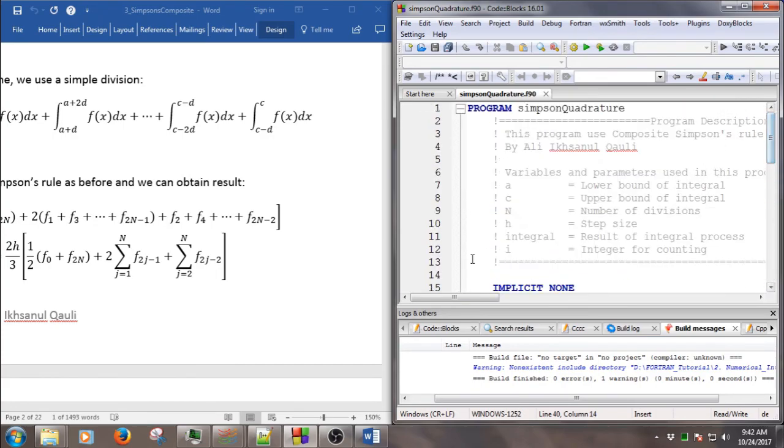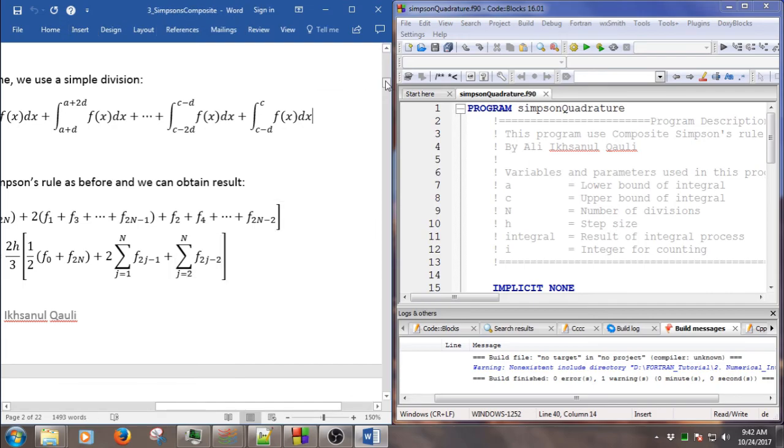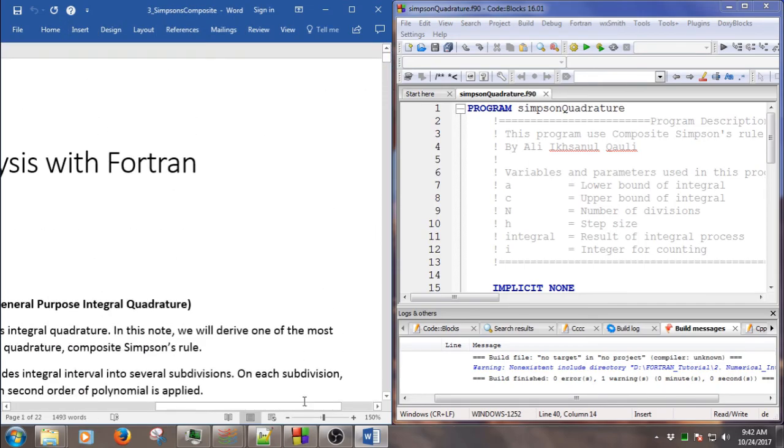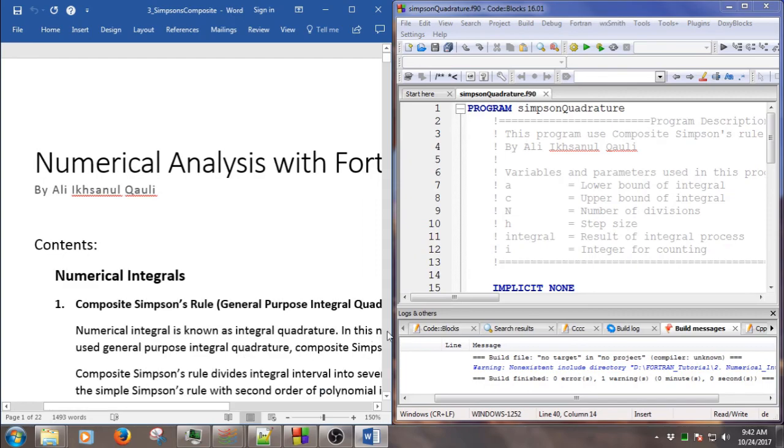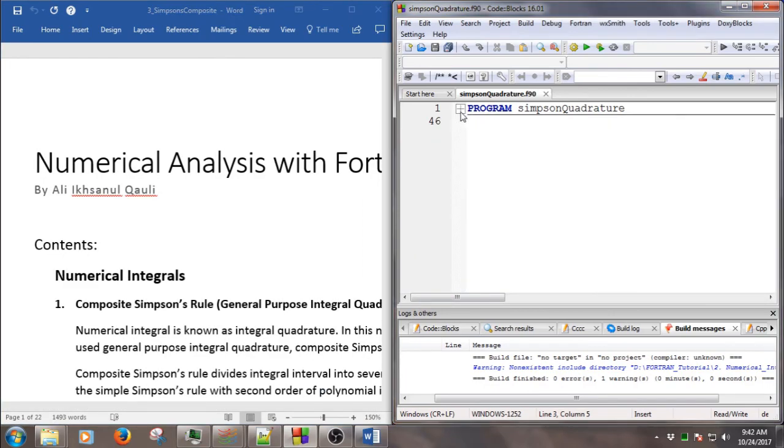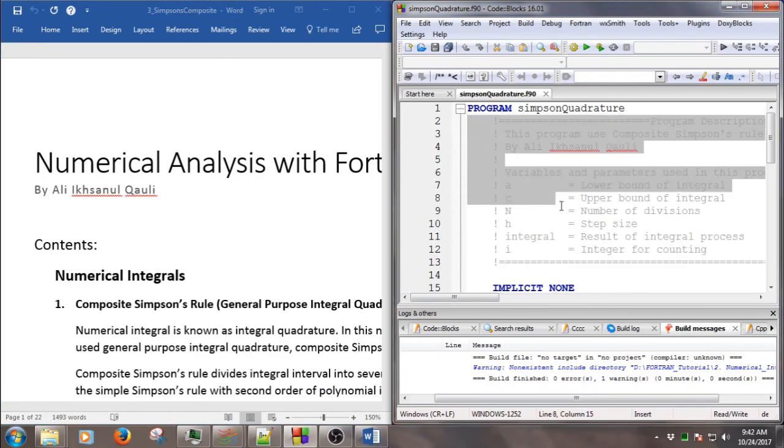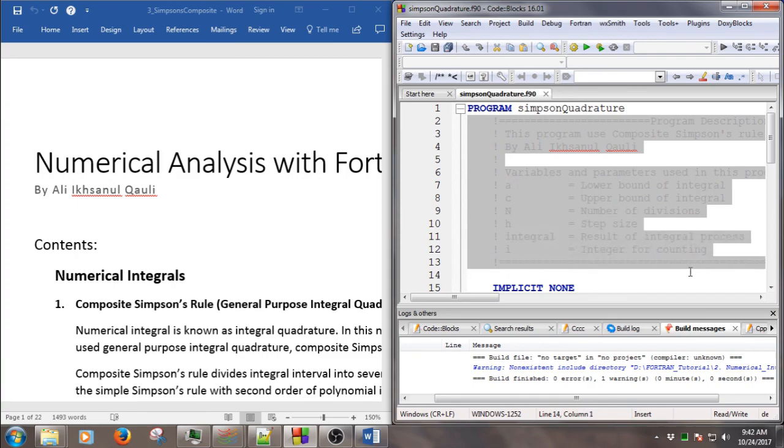Okay, that's it. I think that's the introduction of the Simpson quadrature, and in the next video we will learn how to modify the function and how to find the result of another integral of a function.